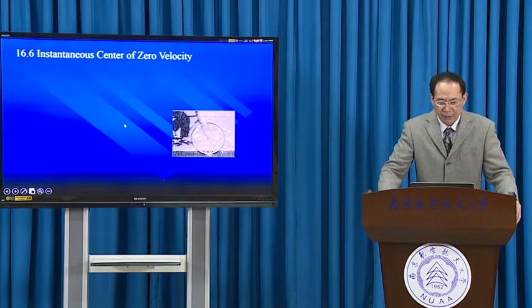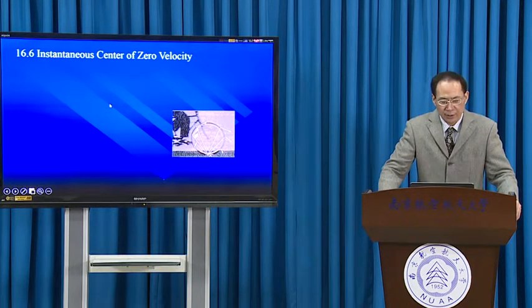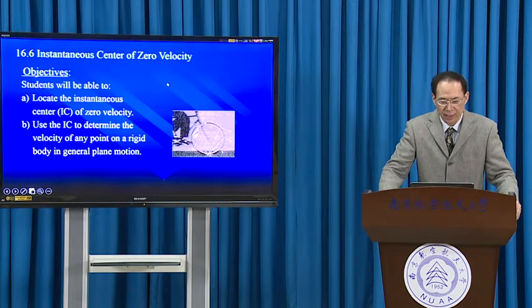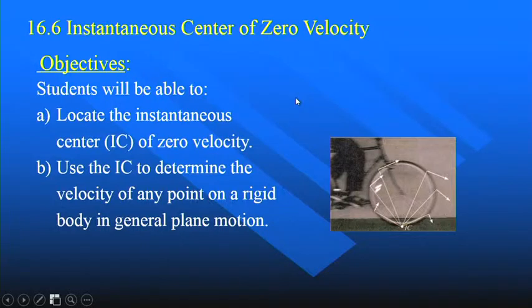Now, 16.6. Instantaneous center of zero velocity. After this class, the students will be able to: A. Locate the instantaneous center, IC, of zero velocity. B. Use the IC to determine the velocity of any point on a rigid body in general planar motion. These are the objectives of this lecture.